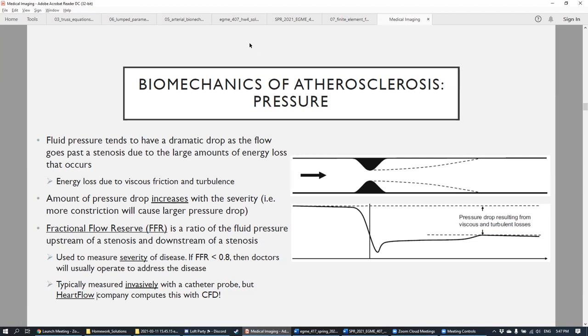But a lot of the plaque isn't actually impeding your blood flow. So if we go in and try to do surgery on everyone with plaque, we're going to end up hurting a lot more people than we're helping. So they use the FFR to basically say, how harmful is this plaque for this person? Because if the FFR is less than 0.8, then that plaque is likely to cause a problem and they need to go in and operate on it.